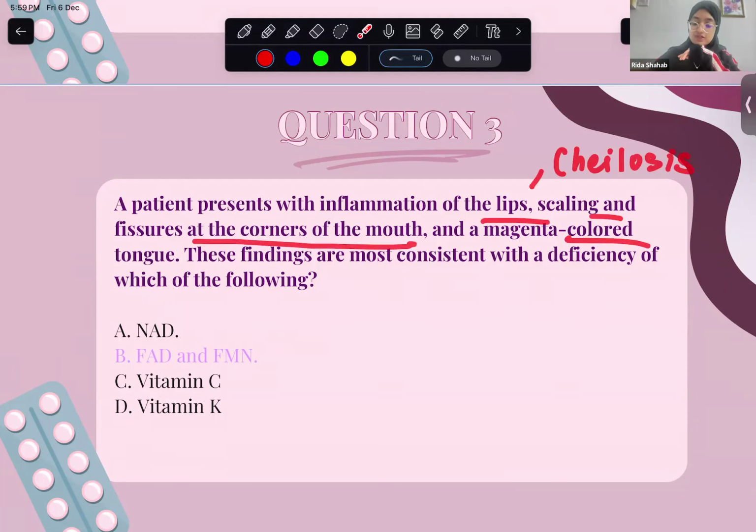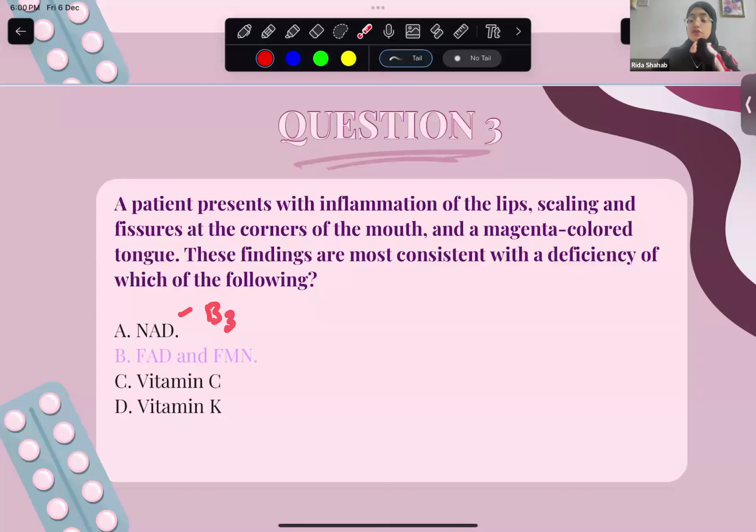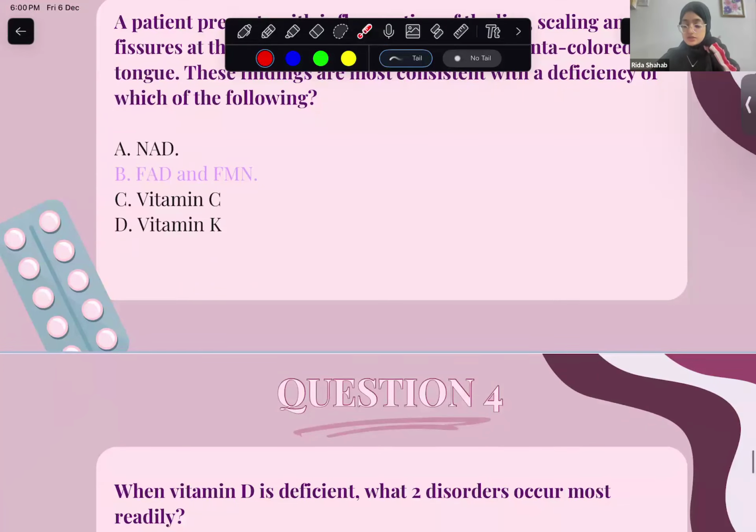Okay. For NAD, it is B3. NAD causes pellagra, the 3Ds: dementia, diarrhea, and dermatitis. That's what the deficiency of NAD causes.